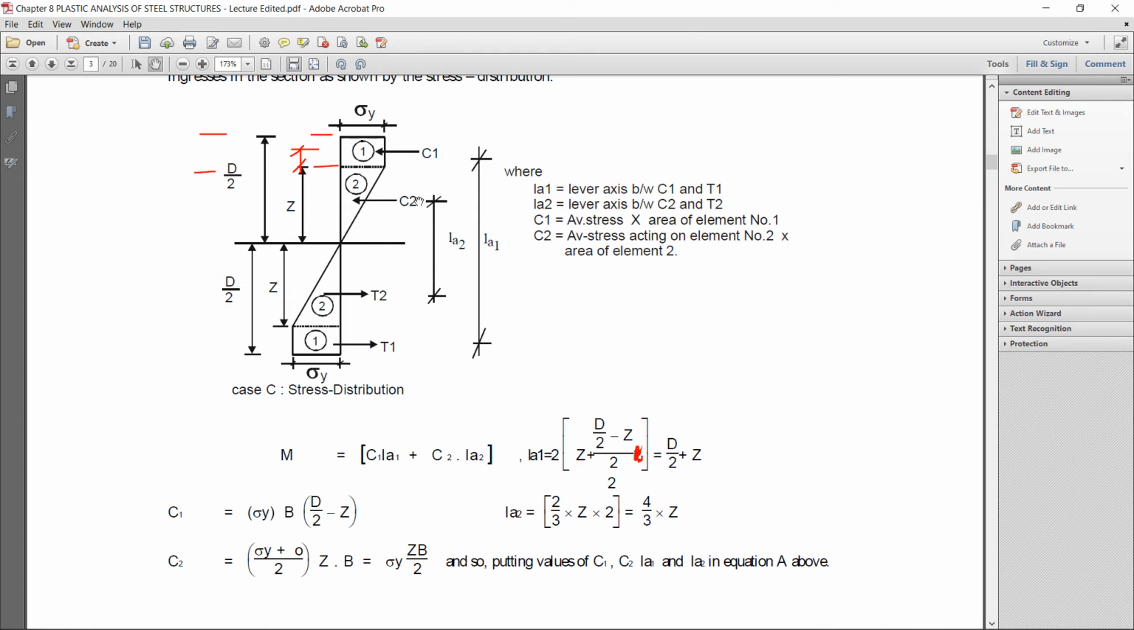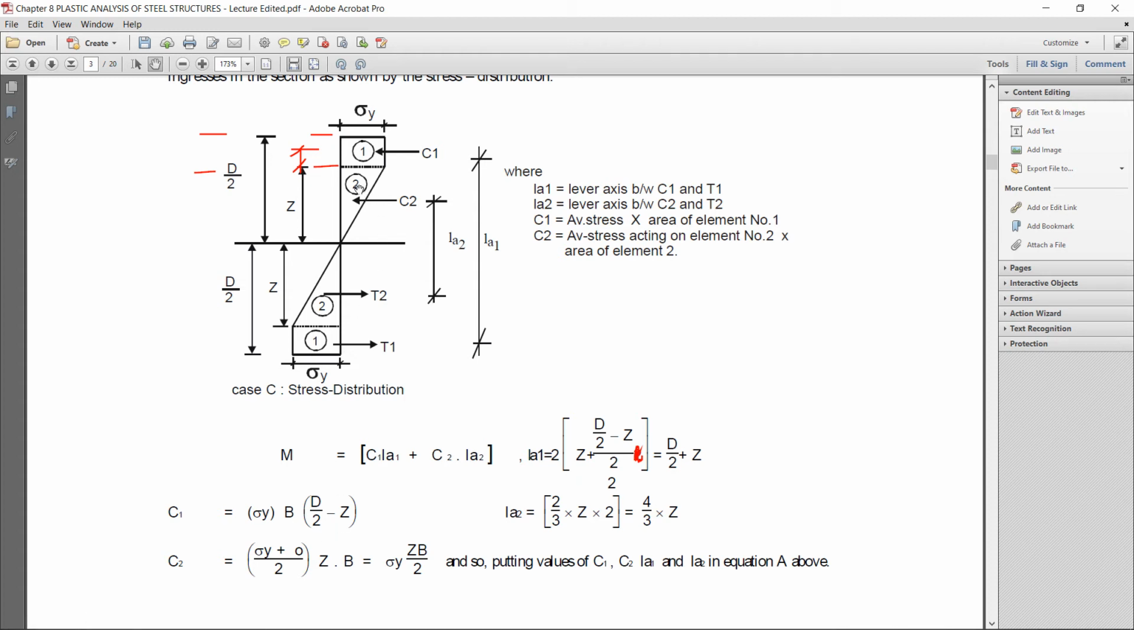Now for the force of C1, for C1, for the force T1, stress into area, stress is sigma y, in the plastic region the whole section is plastic in the one region. Stress into area, area is b into the depth, b is the width, and the depth of one area is d by 2 minus z, that is C1.